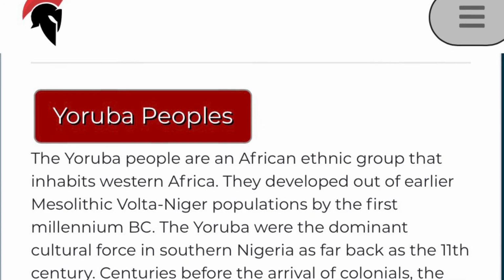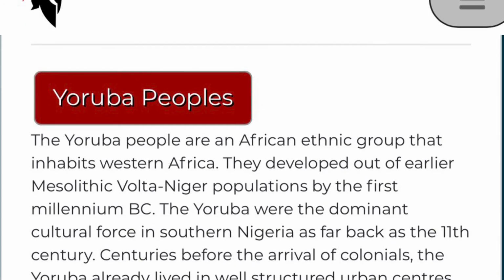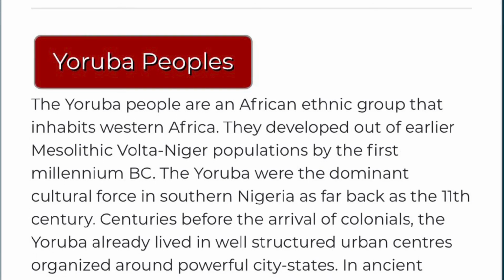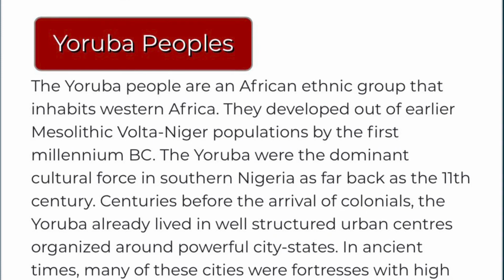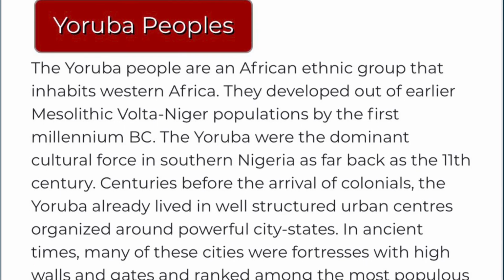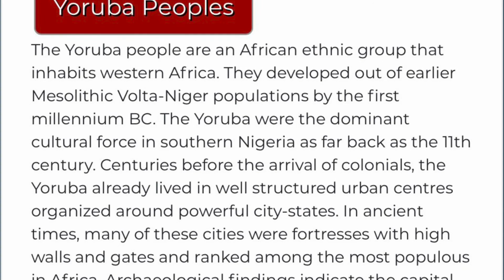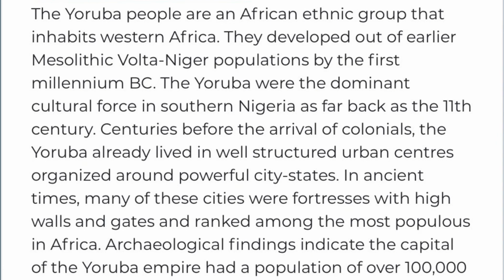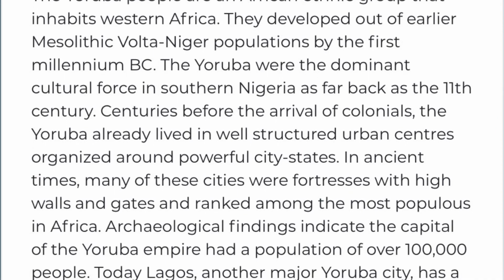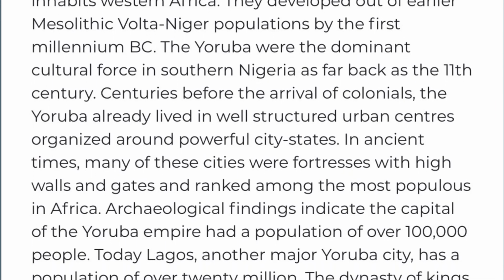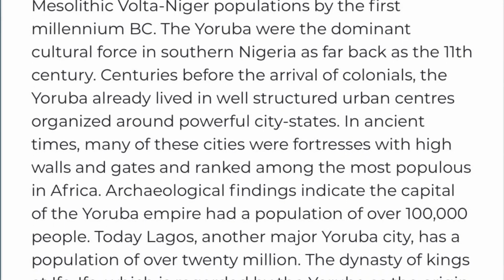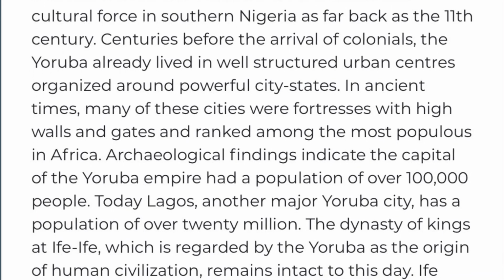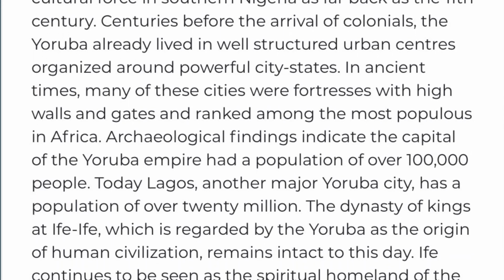And then here, when we click on the Yoruba peoples, it says the Yoruba people are an African ethnic group that inhabits Western Africa. They developed out of earlier Mesolithic Volta Niger populations by the first millennium BC. The Yoruba were the dominant cultural force in southern Nigeria as far back as the 11th century. Centuries before the arrival of colonials, the Yoruba already lived in well-structured urban centers organized around powerful city-states.